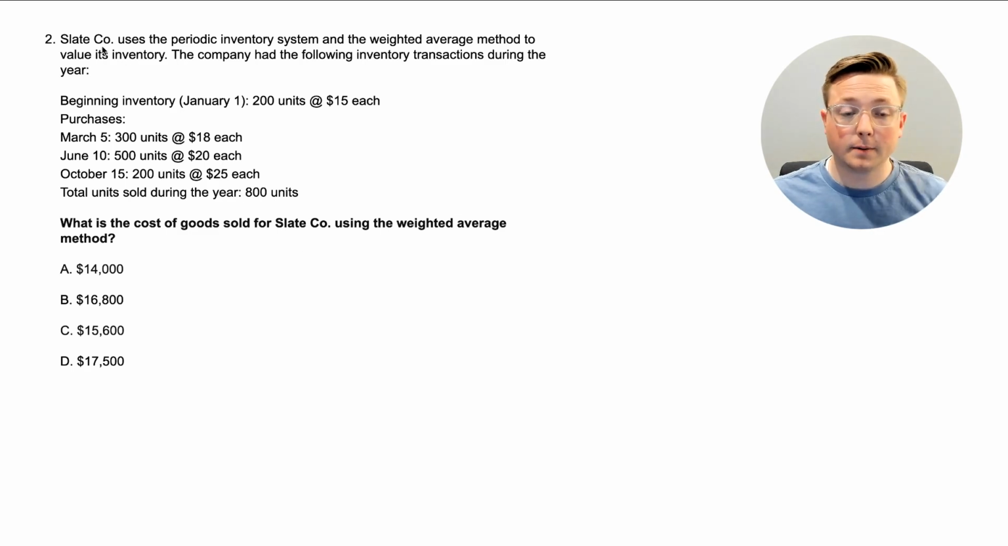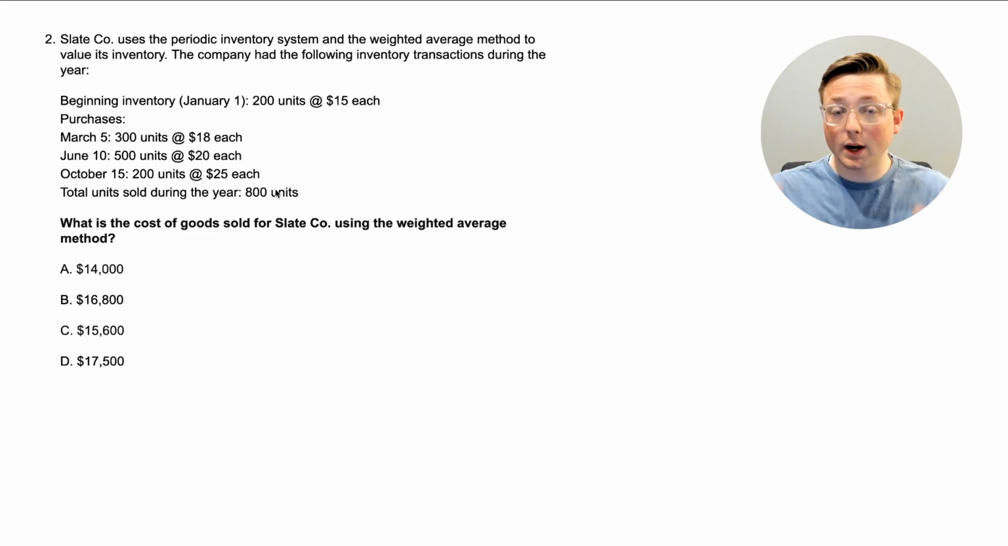So let's go up here. SlateCo uses the periodic inventory system and the weighted average method to value its inventory. The company had the following inventory transactions during the year. So they started with 200 units at $15 each. They purchased 300 units at $18 each in March. In June, or on June 10th, they purchased 500 units at $20 each. And on October 15th, they purchased 200 units at $25 each. And they sold a total of 800 units throughout the year.